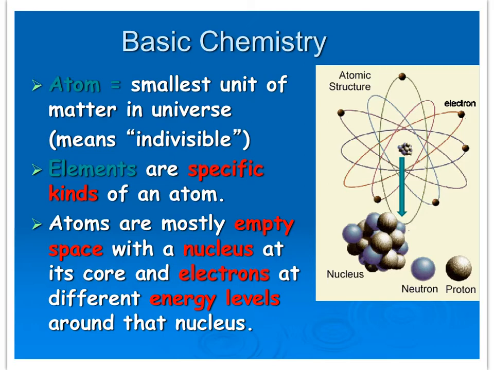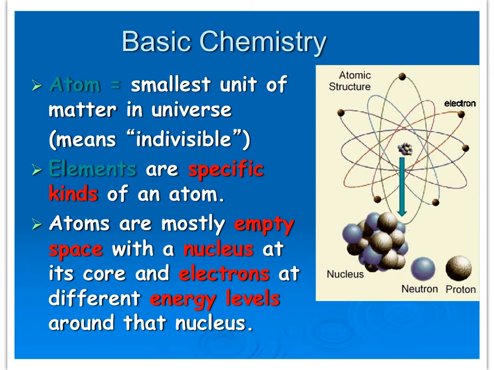Elements are specific kinds of an atom. So every atom with 6 protons, for instance, is always carbon. That's a particular element. And every atom with 26 protons is always iron. Doesn't matter where you are in the universe, there's 26 protons, it's iron. So we call those elements.